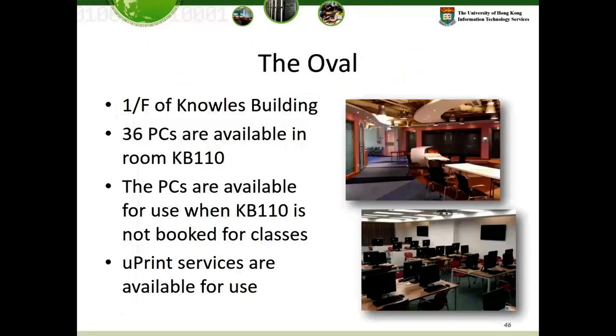And the next learning commons is the Oval. It is located at the first floor of the Notes building, and there are 36 PCs available in the room KB110. If the room KB110 is not booked for classes, the students can go inside the room to use the PC facilities. But if the room is booked for classes, sorry, you can't use the PC facilities there. And also, the new print service is available for use, so you can either use the PC inside the KB110 to do printing, or you can bring along your personal computer to do printing in the KB110 in the Notes building as well.